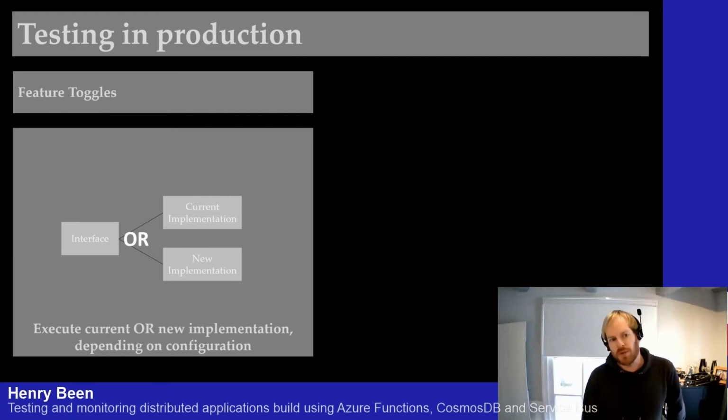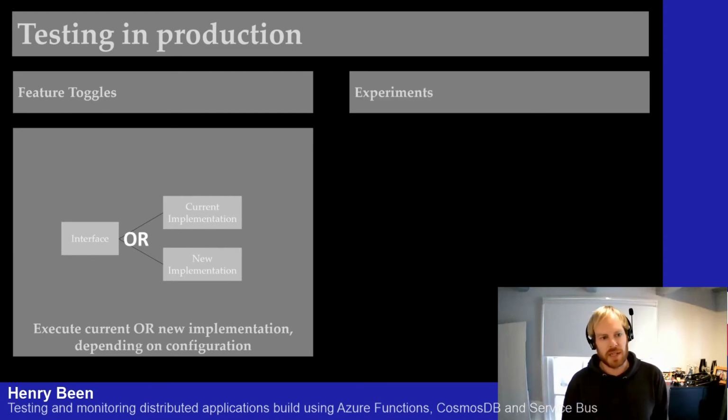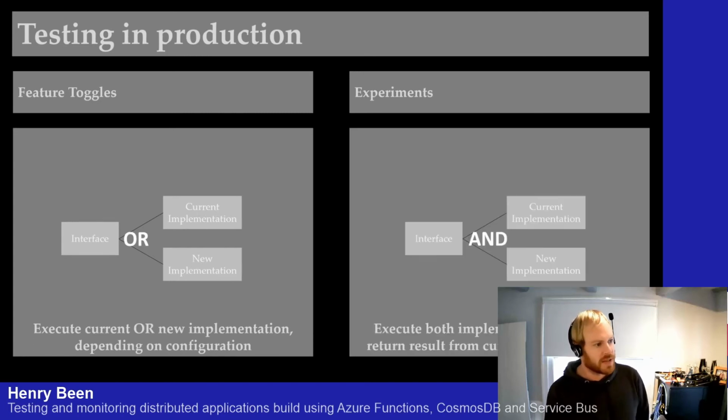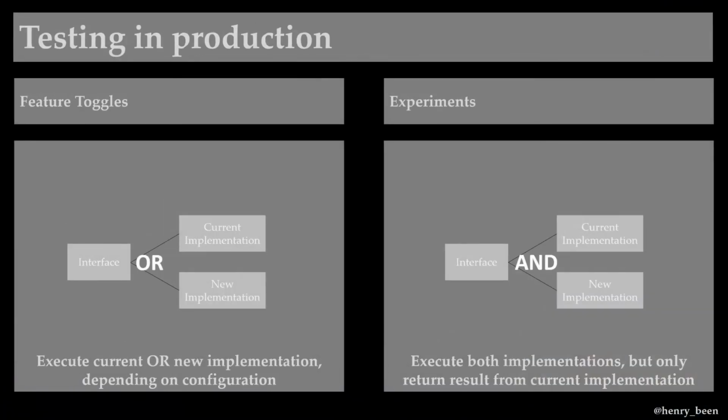Now, another thing that we can do, instead of feature toggles, is using experiments in production. Because looking at this OR in the implementation, what happens if we replace that with an AND? What if we run both the new and the current implementation of an algorithm in parallel, compare the results, and if they differ, we write it to our logs so we can follow it up for fixing, and always return the result of the old implementation? Just a random thought, but we call this running experiments in production.